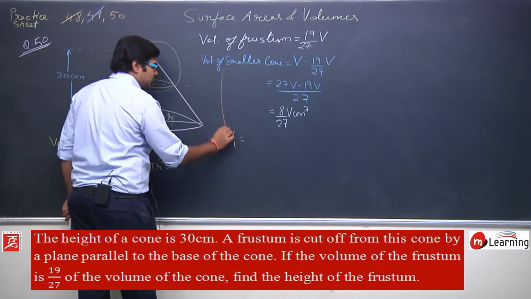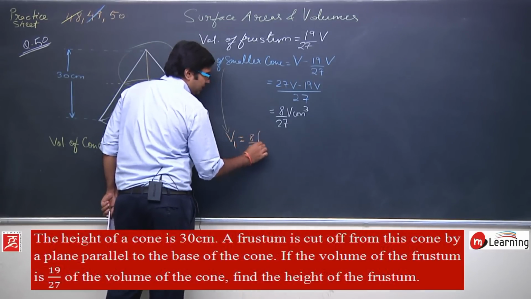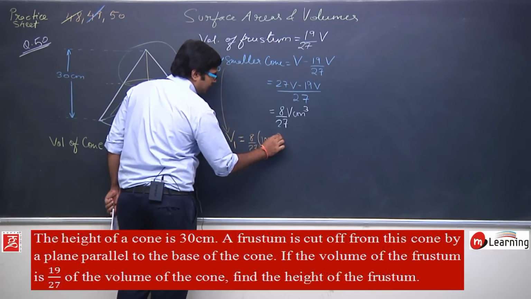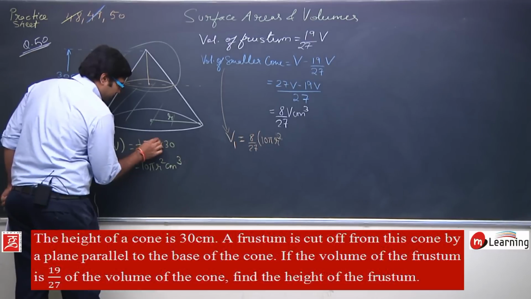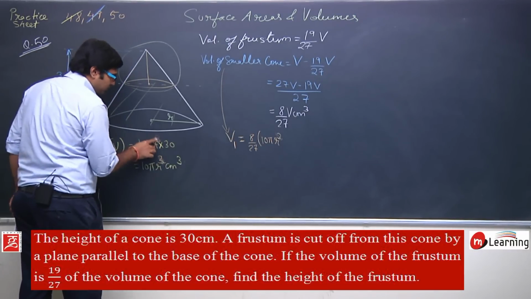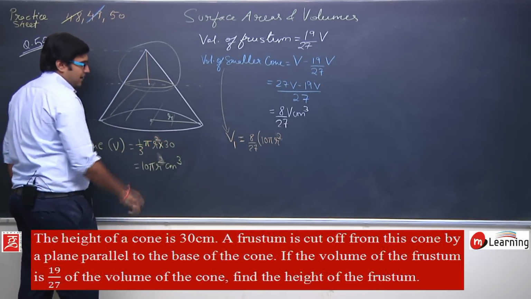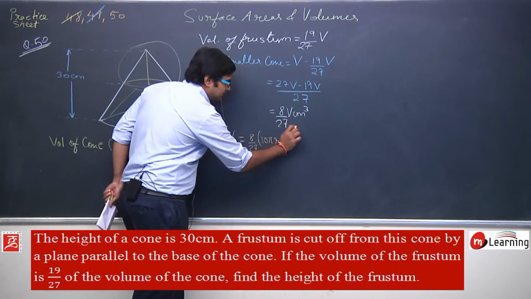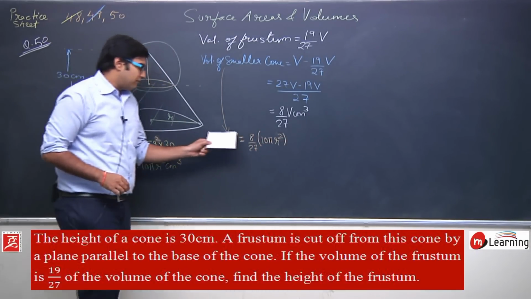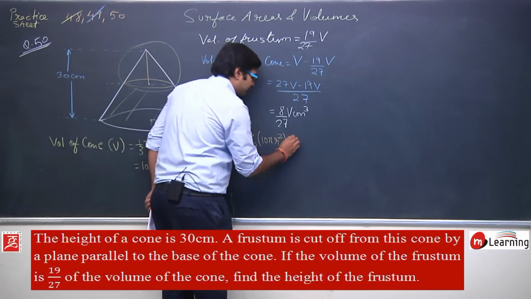So let us say the volume of the smaller cone is V1. This is equal to 8 upon 27 into V, which is 10 pi r square. I made it r cube by mistake, because it's 1/3 pi r square h. So I am making a mistake, it's not a sphere, it's a cone. So V1 is 8 upon 27 into 10 pi r square centimeter cube.